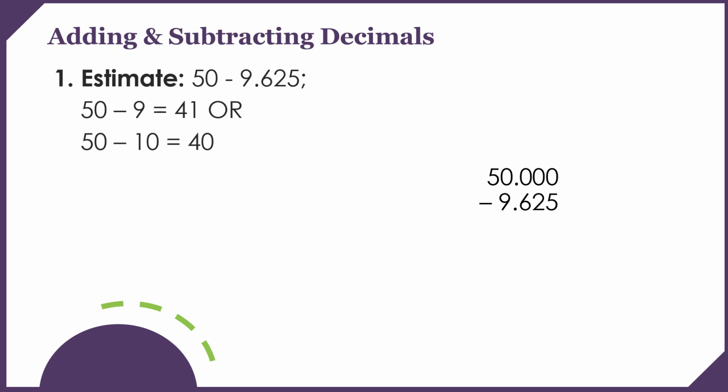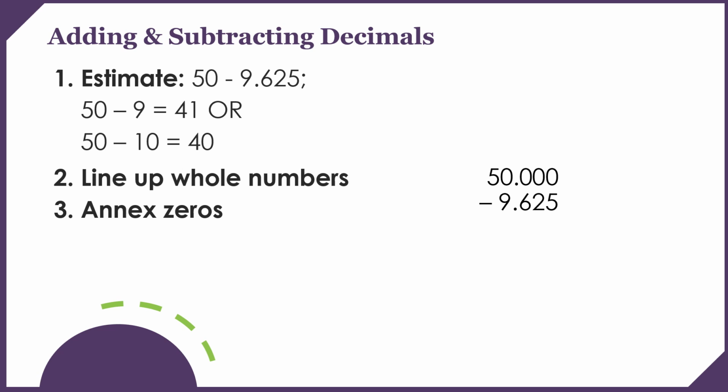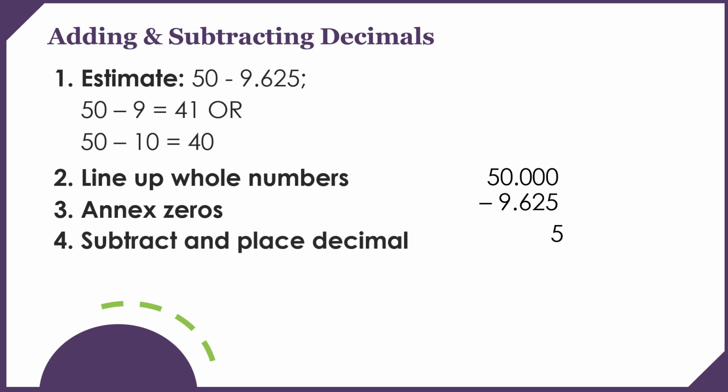Let's finish up that subtraction problem, 50 minus 9 and 625 thousandths. We can look at this as an estimate and say 50 minus 9 is 41, and students don't have to worry about the rounding. Or if they want to round that up to 10 and say 50 minus 10 is 40, that's fine. Either one is okay. They're very close to each other. Now we did line up the whole numbers on the previous slide, and we did annex zeros. So we just need to subtract and then place the decimal point. So we subtract here.